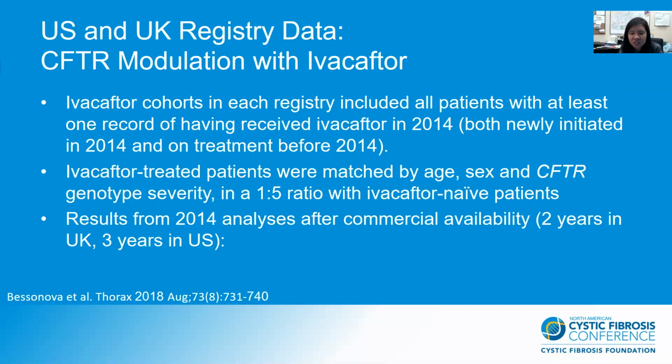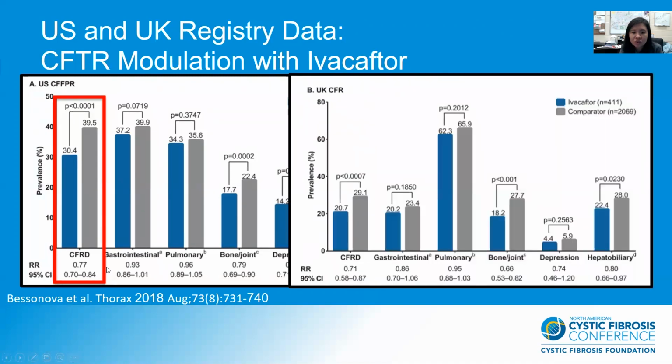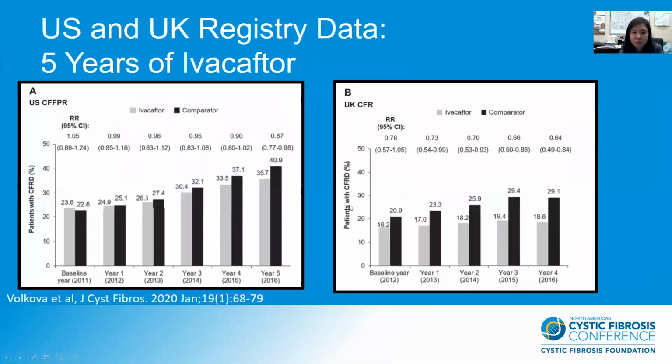So initial analysis was done at 2 years in the UK registry and 3 years in the US registry, indicating that for the US registry patients, already during that time frame, those who were treated with ivacaftor had a lower prevalence of CFRD than the comparator arm, which is a result that was mirrored in the UK registry data, 20.7% ivacaftor versus 29% in the comparator arm.